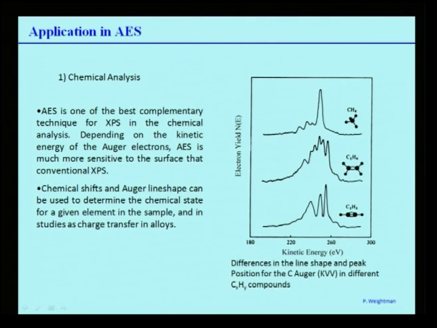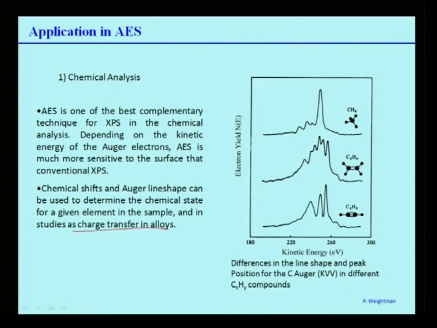Auger also gives us chemical shifts depending on the characteristics, or basically the ionic state, of the element present. Auger spectra can be used to determine the chemical state of a given element in a sample, and in studies of the charge transfer in alloys. This is very important. One can actually study the charge transfer in alloys.